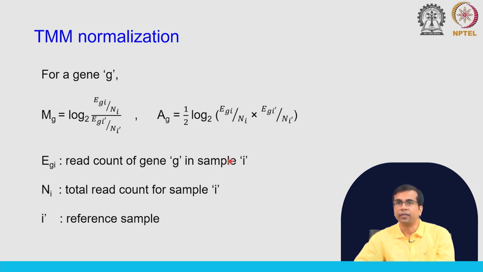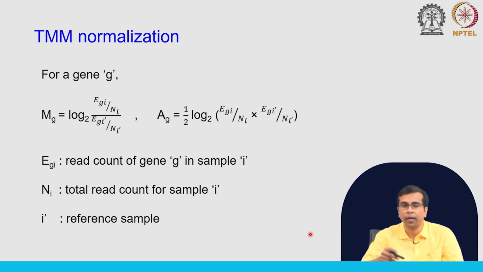So, for gene g, right, these M and A values are calculated for every gene present in the data. So, Mg is simply the log of E_gi divided by N_i, divided by E_gi' divided by N_i'. Now, E_gi is the read count or expression of gene g in sample i, okay, and N_i is the total read count of sample i. Okay. And the lower part, E_gi' and N_i', is for the reference sample, right. So, in the first step you choose the reference sample and then you get all these values.